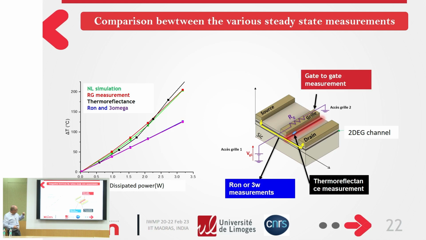So next slide, we compare now the results in terms of thermoreflectance with also RG, gate-to-gate measurement, and also nonlinear simulation. We have performed a nonlinear simulation of this device, and we compare the variation. And we compare also with other methods, but the other methods use the resistance of the channel and are not so accurate as the RG or thermoreflectance for this device.